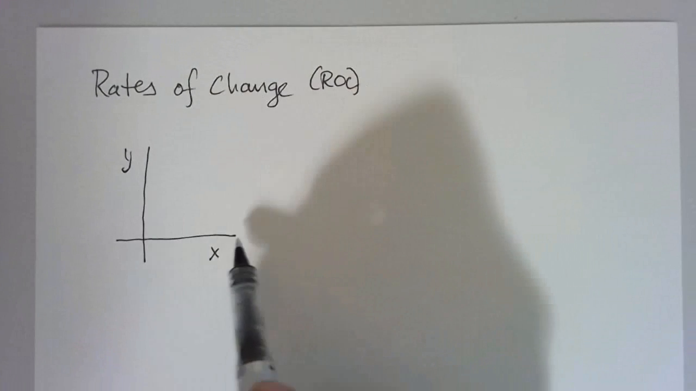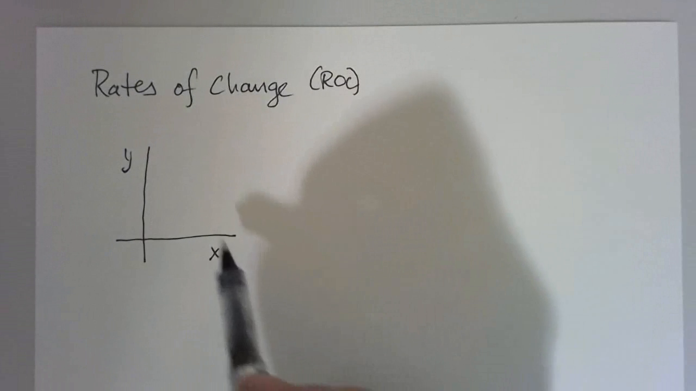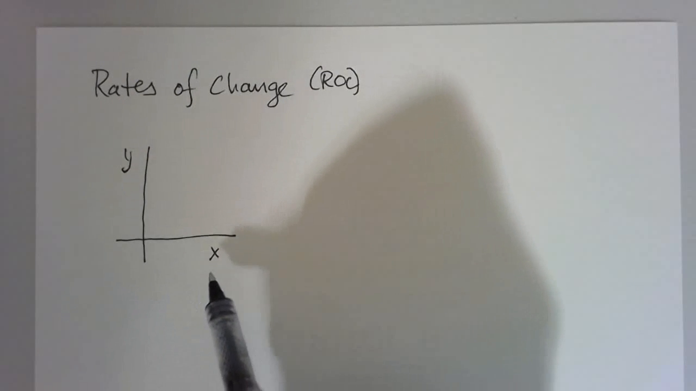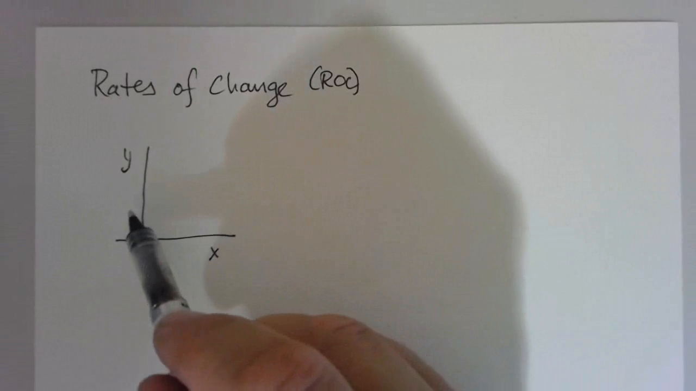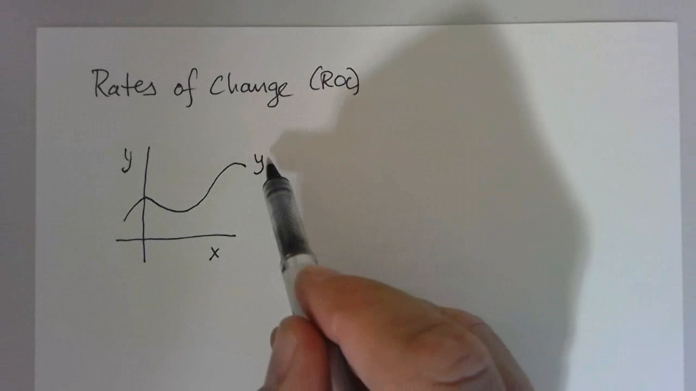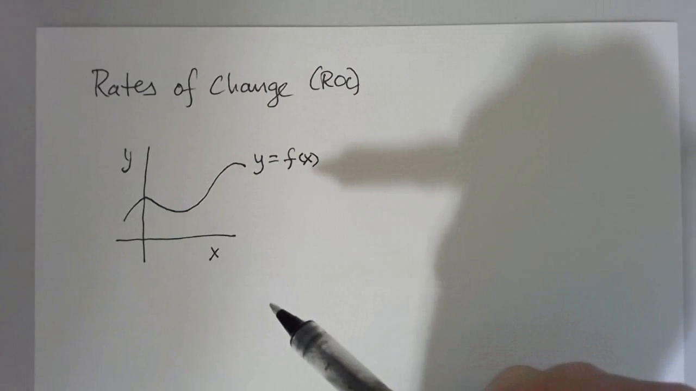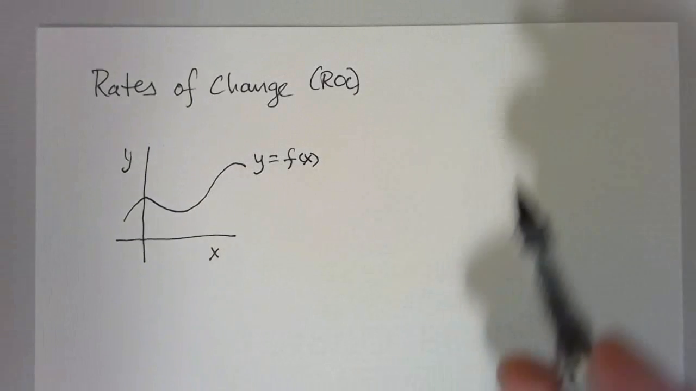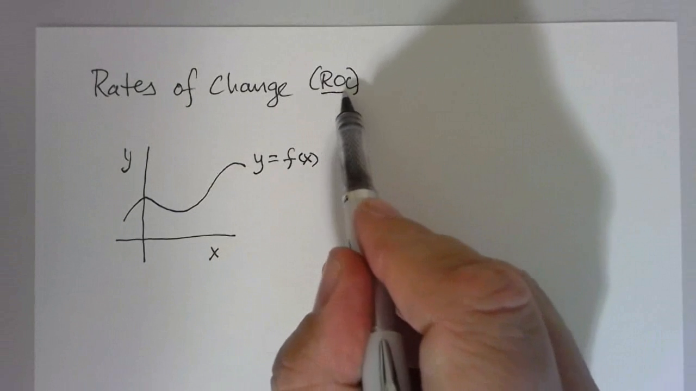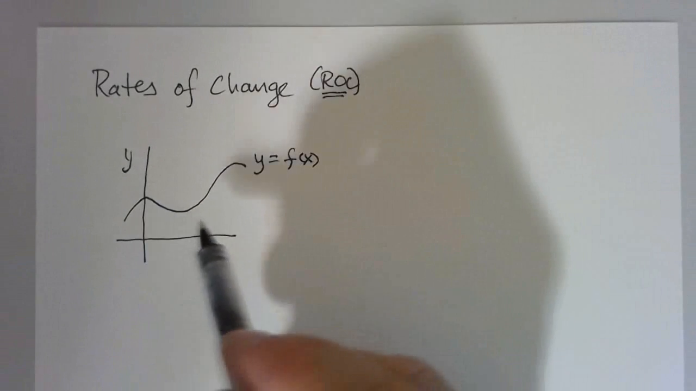I'm going to label these axes x and y, but the two quantities that are being represented might be time versus distance or all sorts of different things here. And then we'll have some function, some expression here that gives y as a function of x. And there's two sorts of rates of change that we're going to be concerned with. I'm going to abbreviate rates of change ROC in this lesson. The book does the same.